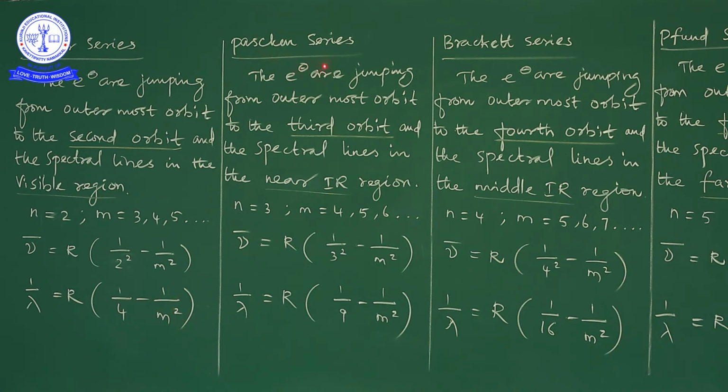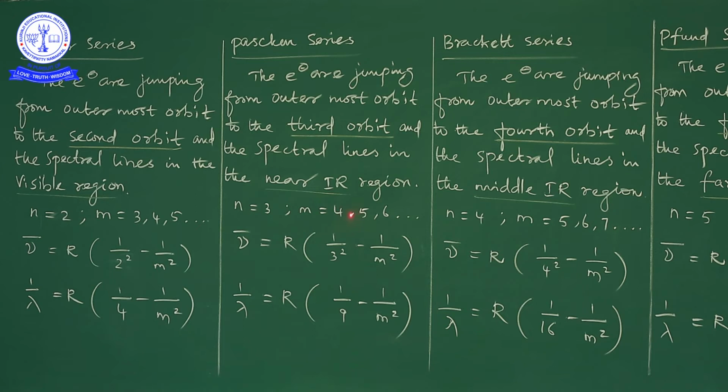Next, move to the Paschen series. Paschen series means the electrons are jumping from an outermost orbit to the third orbit, and the spectral lines are in the near infrared region. IR means infrared region. Here the electrons jump from an outermost orbit to the third orbit, and the spectral lines are in the near infrared region. Here the value of n is replaced by 3 and m is replaced by 4, 5, 6 like that.